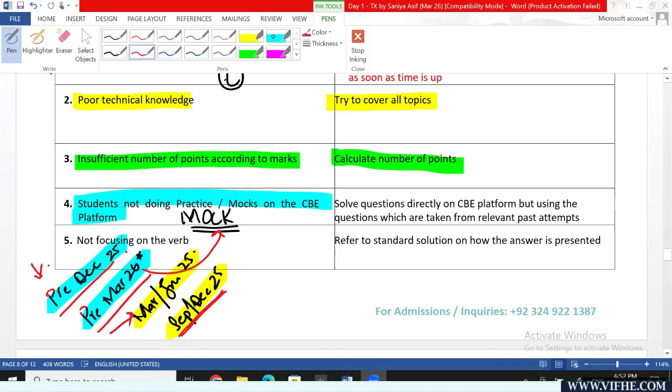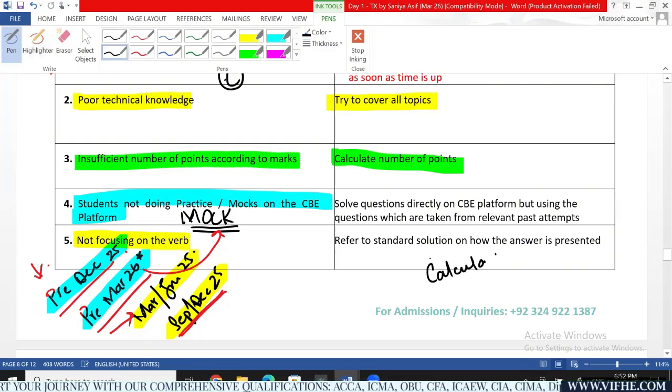And there is a little bit of a problem as well when it comes to handling an exam. Those students who usually do not focus on the verb usually lose at the end. What is meant by focusing on the verb? Sometimes it is said in the question to calculate something. So your working should be confined towards number crunching activity. You will have to apply the format, do the calculation and all.